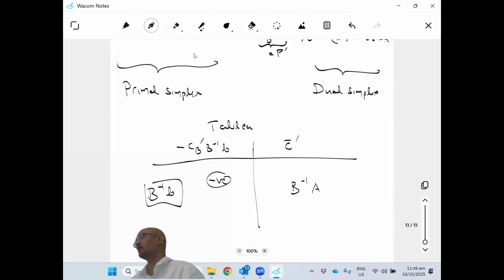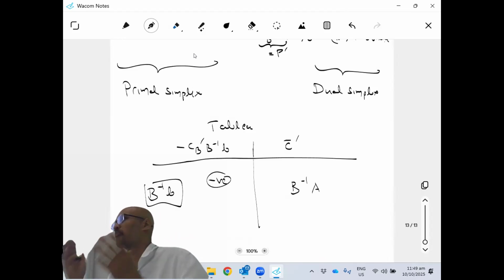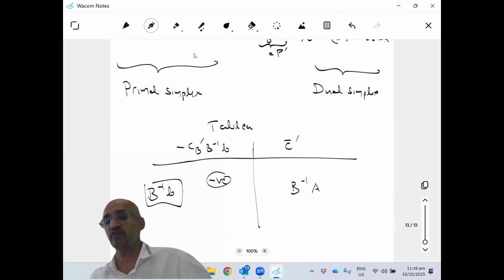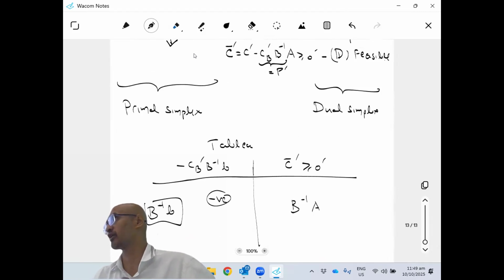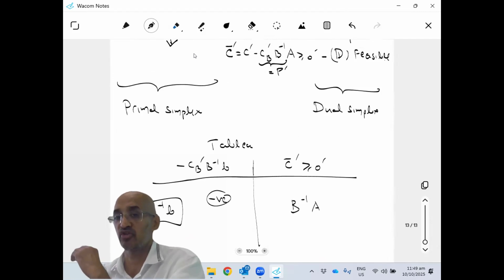I don't want to get into all the steps here. The book has it. It's not particularly hard to understand. Essentially, we're working towards primal feasibility, but the reduced cost vector will always be non-negative. So we'll always maintain this condition, but we will work towards making these numbers non-negative.